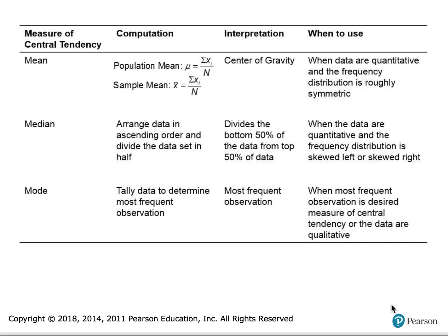Okay, so here's a summary of the measures of central tendency, right? You've got your mean, whether it comes from population or sample, and it's kind of the center of gravity. You've got equal weight on each side of it, whereas the median, you've got the same number of values on each side, not the same weight of numbers, but the same number of values. Okay, and the mode is the most frequent observation.